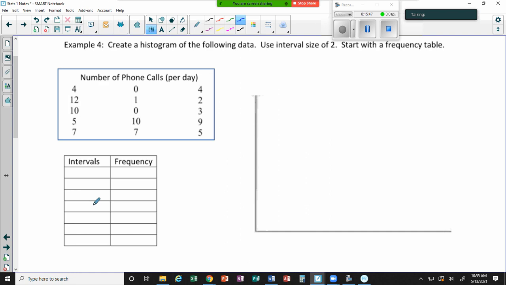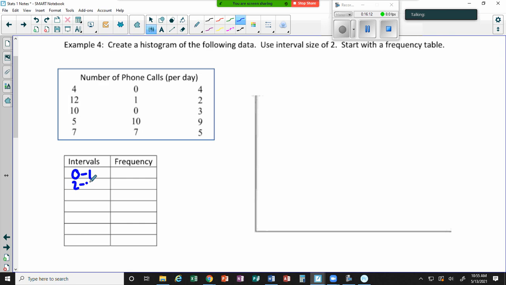This is where people mess up. 0 and what? Careful. 0 and 2 would be how many? 0, 1, 2, that would be 3, right? So I want my interval size to be 2. I have to include 0 as a number and then 1. Okay? What's the next one going to be?